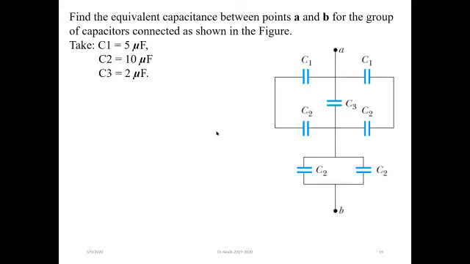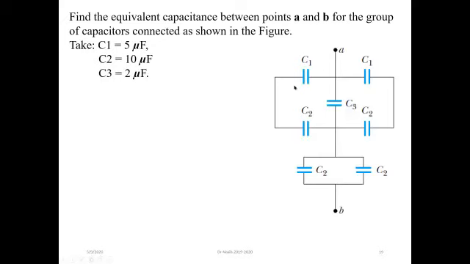Our example this time is a little bit more complicated than the previous one. In this example, we are asked to find the equivalent capacitance between points A and B for the group of capacitors connected as shown in this figure. As you see, it is complicated, and they have been connected in series and parallel. The capacitance for C1 is 5 microfarad, for C2 is 10 microfarad, and for C3 is 2 microfarad.